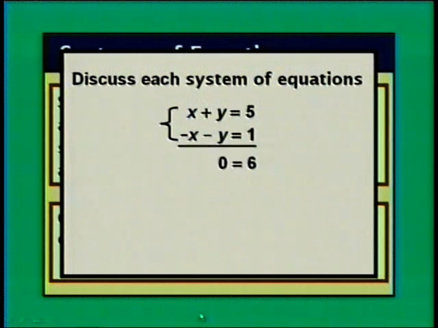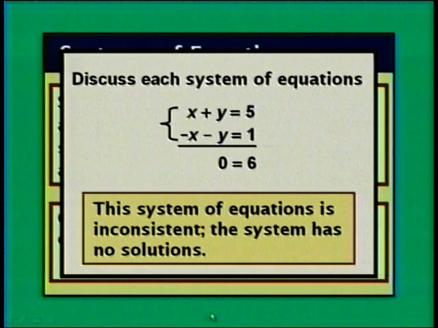But what happens when we do that is we also eliminate y, and we're left with the contradiction 0 equals 6. 0 equals 6 isn't going to happen regardless of what numbers we replace x and y with. So this system of equations is inconsistent. The system has no solutions.